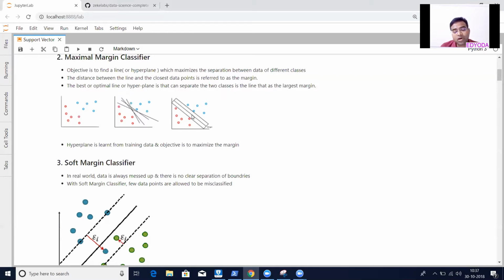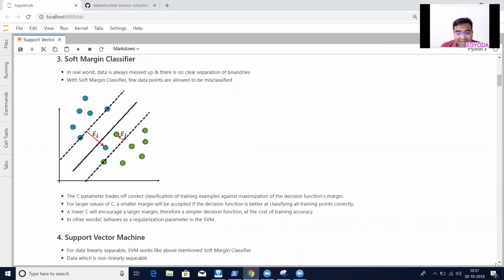How is it different from logistic regression? Logistic regression uses all the points to find the line. The maximal margin classifier uses only important points, and later on we'll come to know these are the support vectors. So it considers only this point and this point. The fundamental assumption here is that there is no overlap in the data, like there is no blue point which comes here. So it's a little rigid. This is the limitation which we try to overcome, or live with, in our next discussion, that is the soft margin classifier.